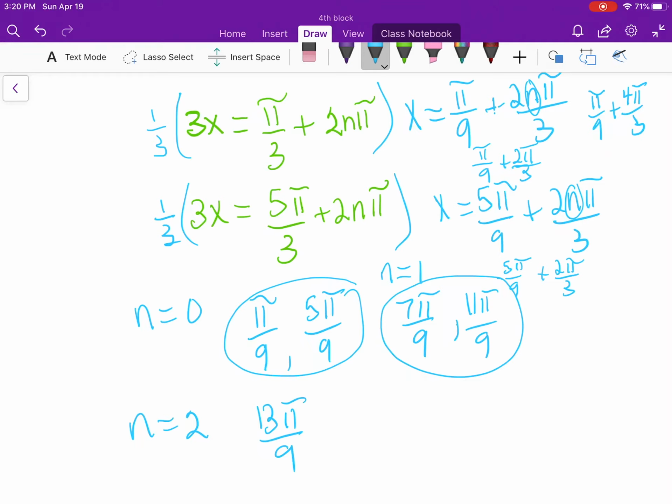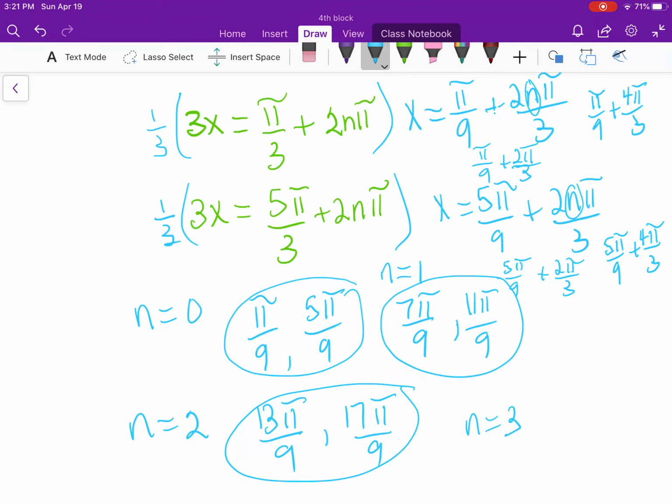When I let n equal 2 on the next one, then I'm going to have 5 pi over 9 plus 4 pi over 3. Once again, we'll change this to 12 pi over 9. 12 plus 5 is 17, so that's 17 pi over 9. Do we have to try n equals 3? Well, 17 pi over 9 is really close to 2 pi because 2 pi would be 18 pi over 9. Since it's just one away, you're not going to have to substitute in 3. But those 6 answers are going to be your answer.